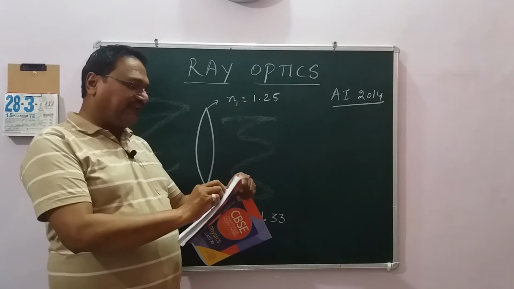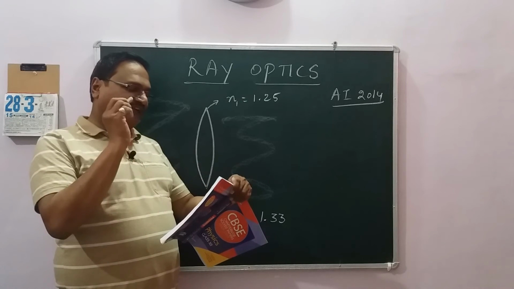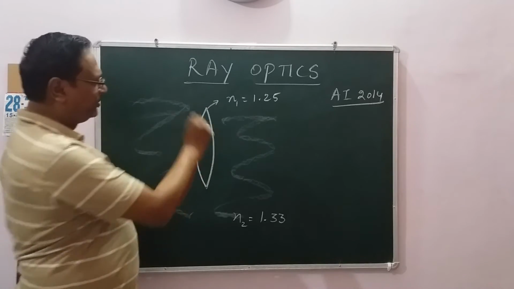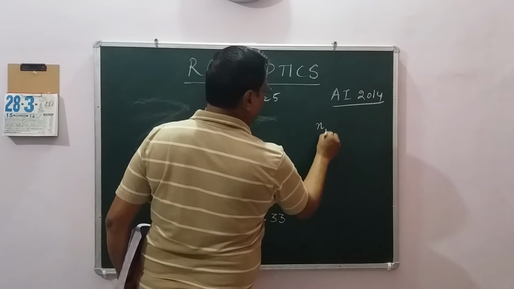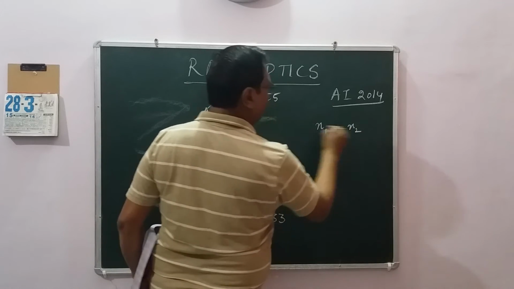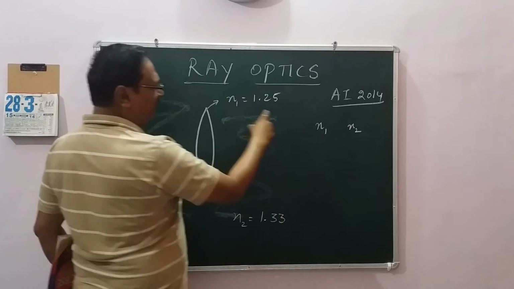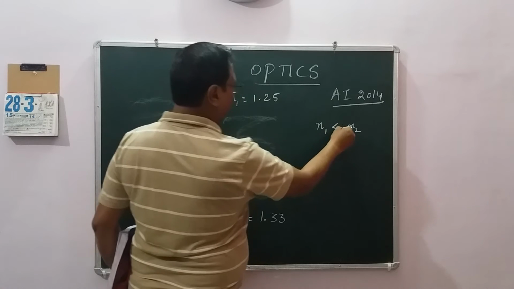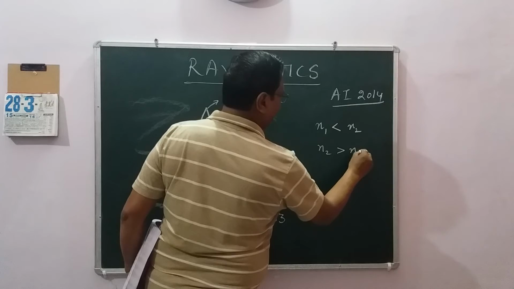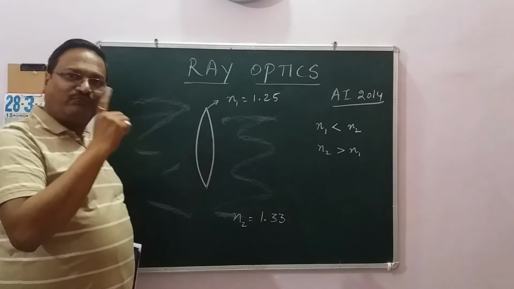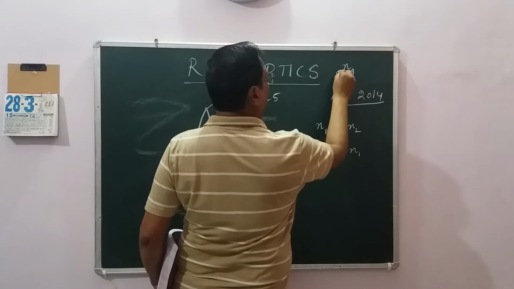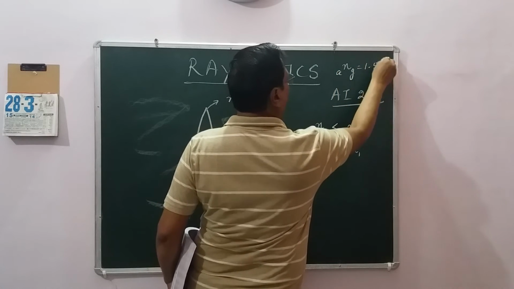Now, will the lens behave as a converging or diverging lens? Give reason. Look here, n1 is that of the lens and n2 is that of the surrounding medium. n1 is smaller than n2, or n2 is greater than n1. We know very well the refractive index of glass with respect to air is 1.5.